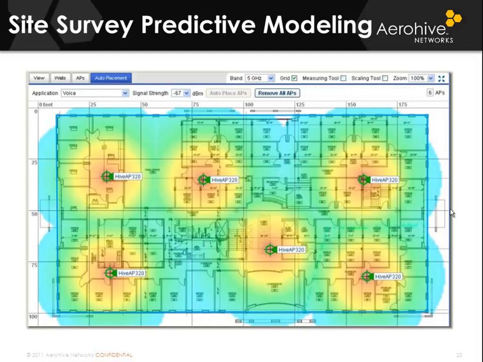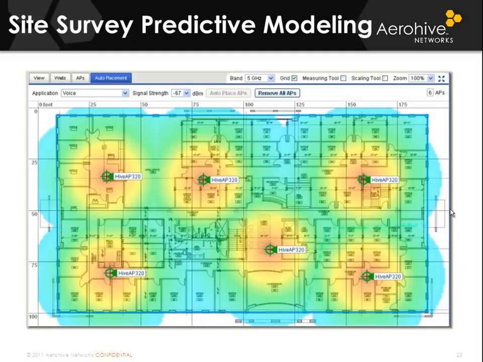Predictive site survey tools use the known attenuative values of partition types such as drywall, concrete, elevator shafts, bricks, glass, the things that you're typically going to find in buildings, to determine where to place the access points and how many to use. You can see the modeling here has added multiple access points, and the requirement for this is application for voice, signal strength of -67 dBm. So everywhere you see blue coloring here, that is at least a -67 dBm signal strength, and the signal will be getting stronger as you move towards the access points.